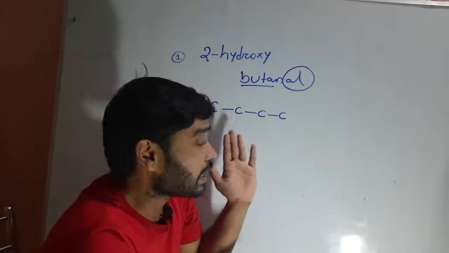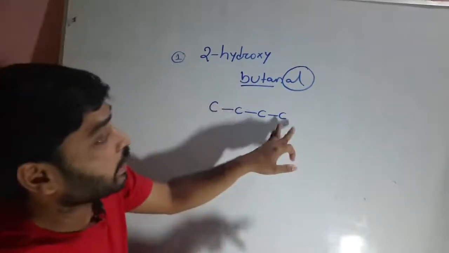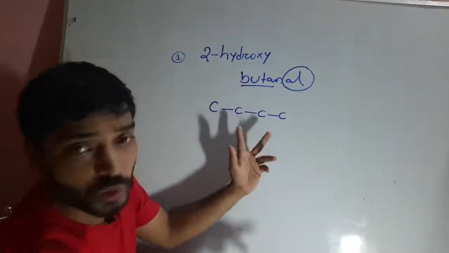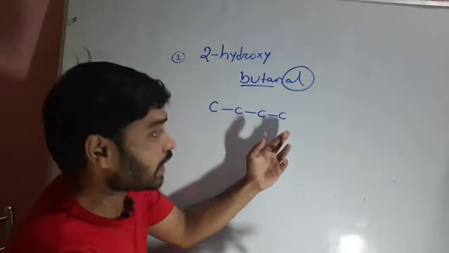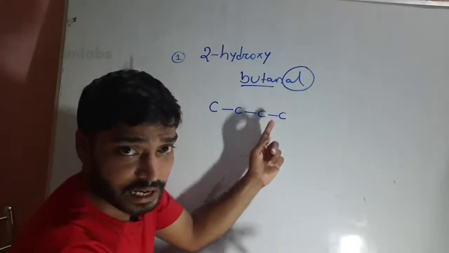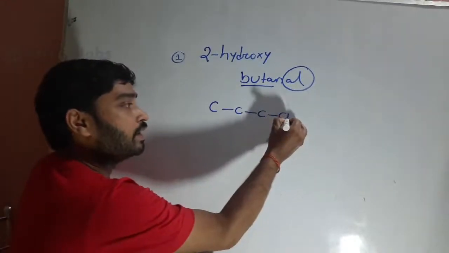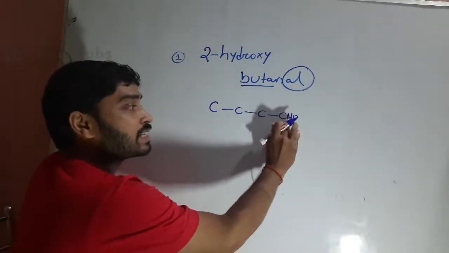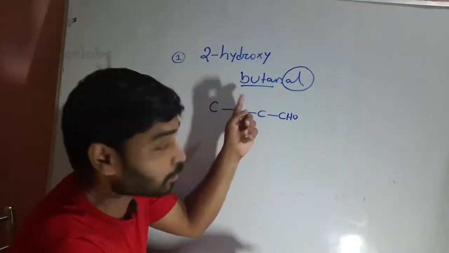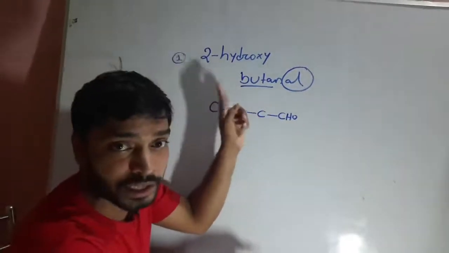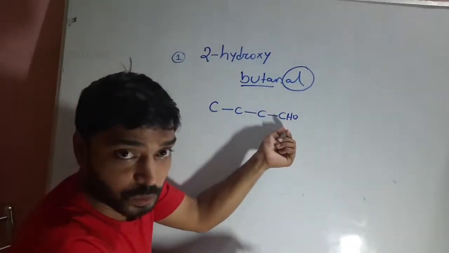So the aldehyde functional group, which is CHO, can be present at any end. That means this chain has 2 ends, and the aldehyde functional group can be present at this side or this side. I am expressing the functional group of aldehyde on this side. The given IUPAC name of the organic compound includes the carbon atom of the functional group.